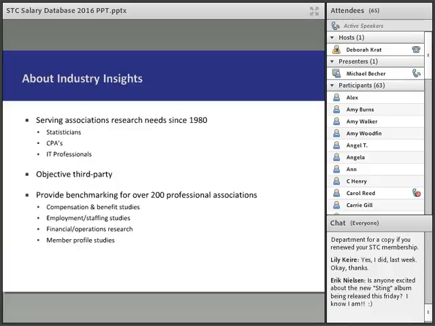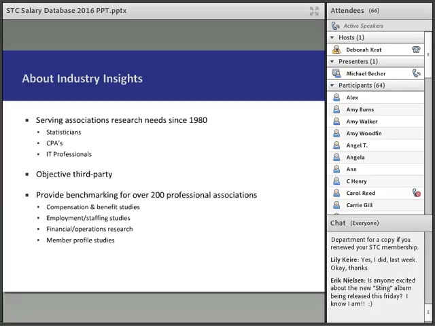Just to quickly give you some information about Industry Insights, we are a research company that primarily works with associations. About 99% of our clients are associations. We've been around for 35 plus years. We're made up of statisticians, CPAs, and IT professionals. The reason I'm getting into this is we're a company that understands data. A lot of this data is provided from the government, but we know how to interpret it, understand it, and we have a lot of experience doing that.